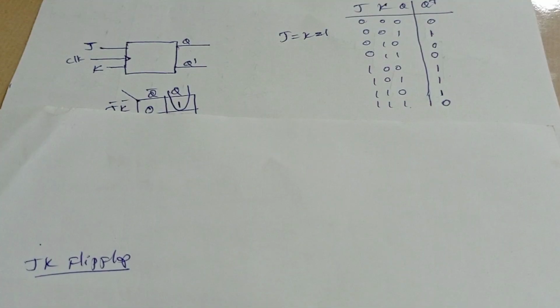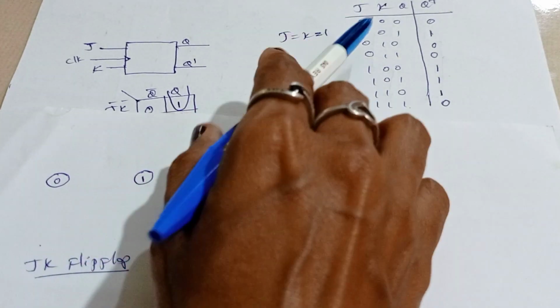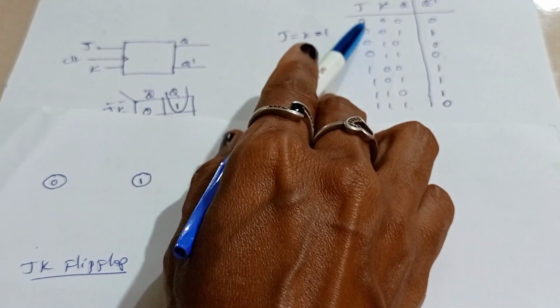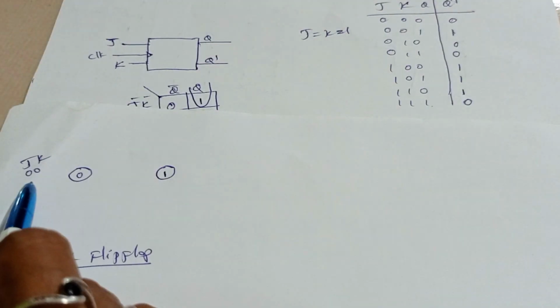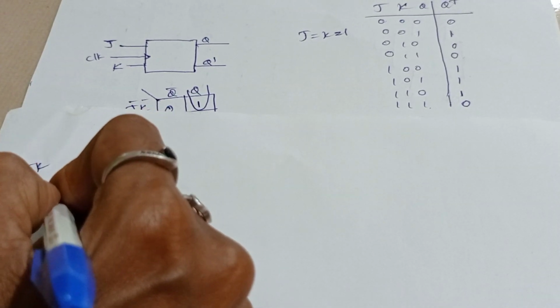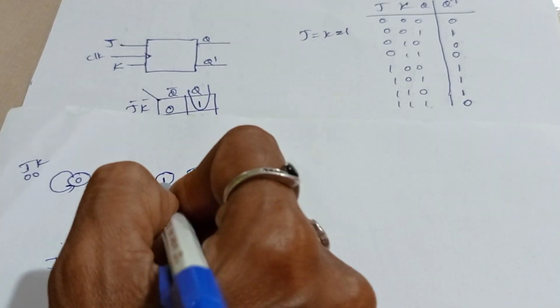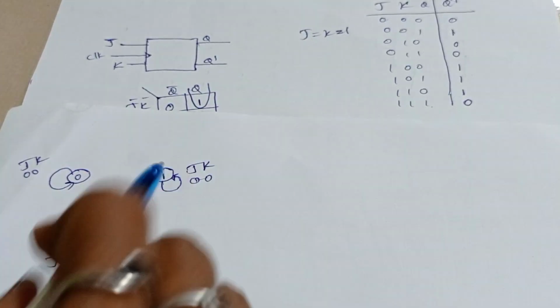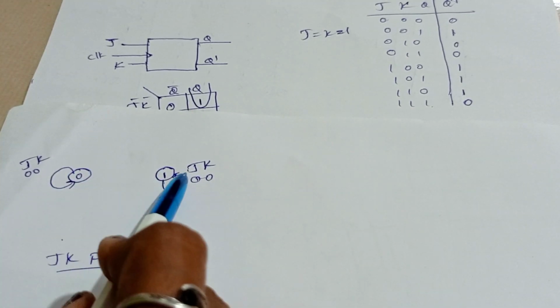Finite state machine for JK flip-flop. Again, considering two states 0, 1. When J and K both are 0, 0, it will be in the same state. That is JK 0, 0, it is in the same state. That means loop from the particular state itself.